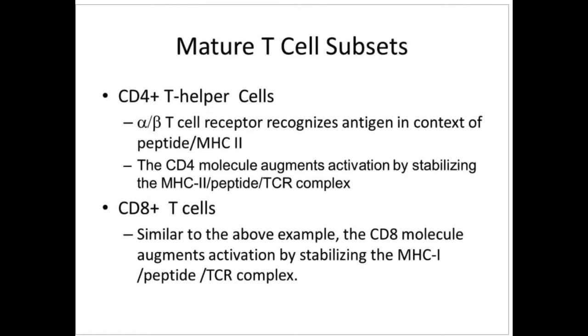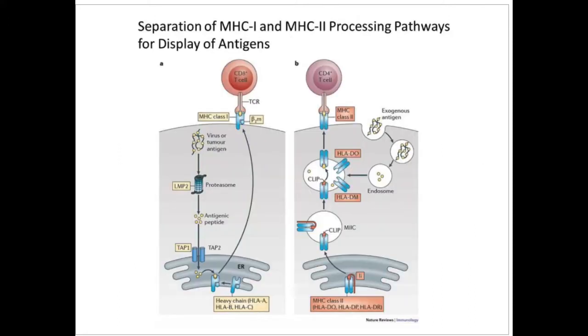CD8 cells do a similar thing in that the CD8 antigen on the surface of the T cell also augments and stabilizes activation of the MHC1 peptide TCR complex. So that's why MHC1 and MHC2 seem to segment into either CD8 cell or CD4 cell interactions. So for MHC1 and MHC2 processing, remember MHC1 processing is for CD8 cells, and MHC2 processing is for CD4 cells.